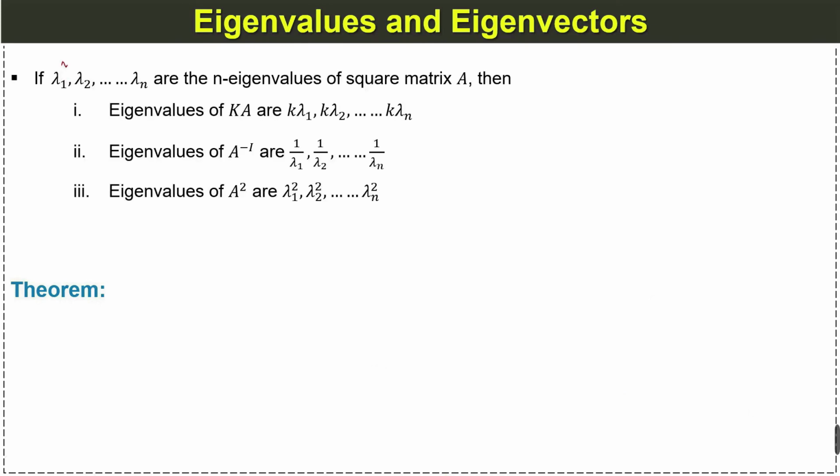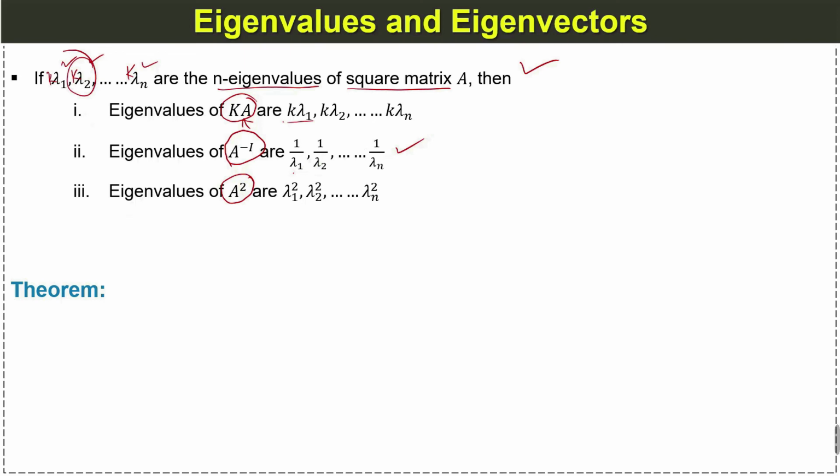Next, if lambda 1, lambda 2, up to lambda n are the n eigenvalues of a square matrix A, then the eigenvalues of kA, when we multiply the matrix A by a scalar k, will be k lambda 1, k lambda 2, up to k lambda n. The eigenvalues of the inverse matrix will be 1 by lambda 1, 1 by lambda 2, up to 1 by lambda n. And the eigenvalues of A square will be the squares of the eigenvalues.